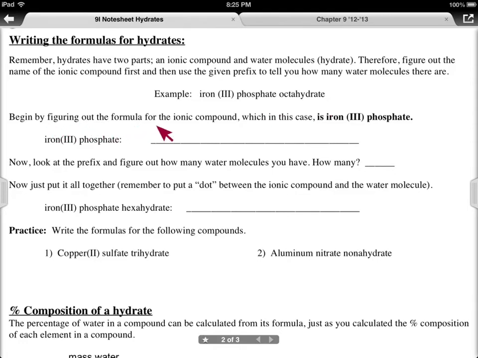So the first thing we're going to do is figure out the formula for the ionic compound, which, in this case, is iron(III) phosphate. To do that, we're going to know that the charge on iron is +3, the charge on phosphate is -3, so the formula is just FePO4. Now we're going to look at the prefix, which is octa, and figure out how many water molecules we have. We've got 8. We're going to put it all together.